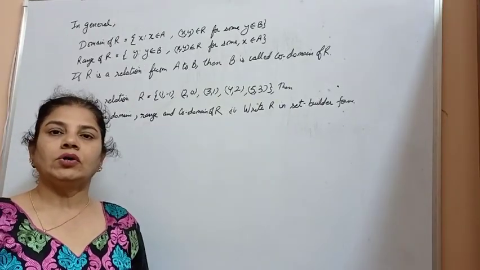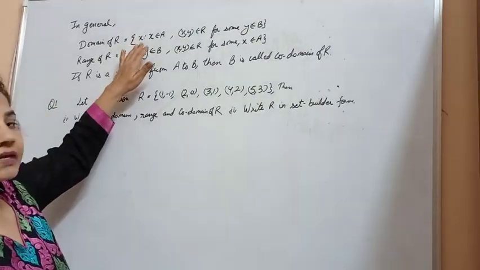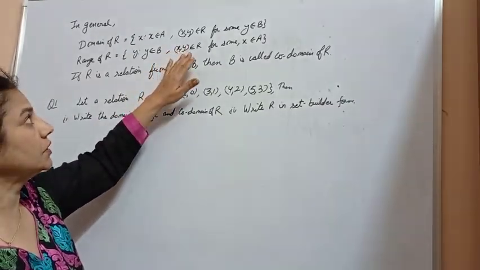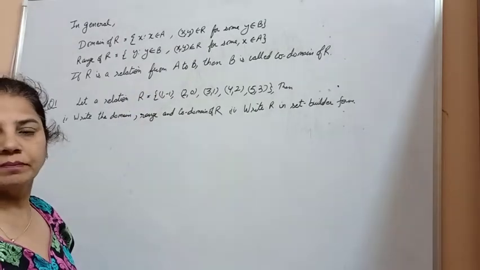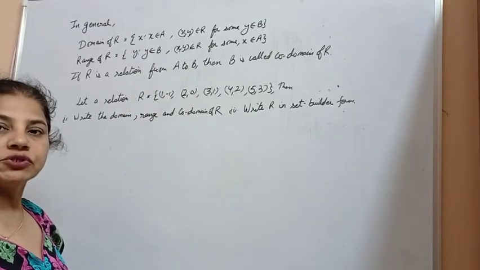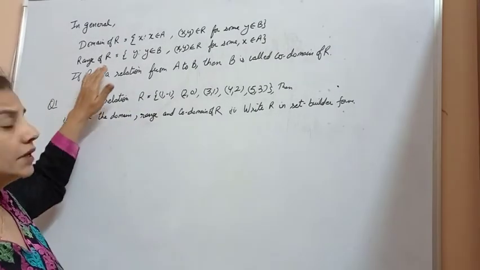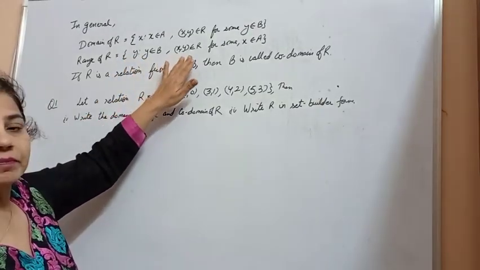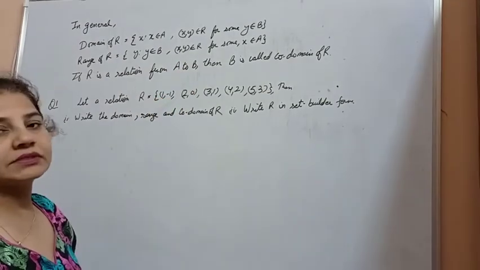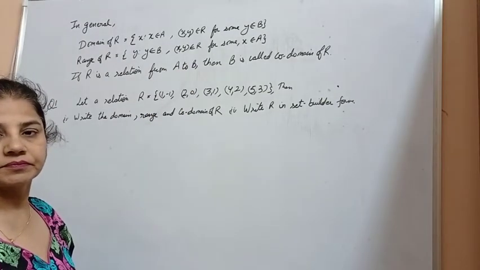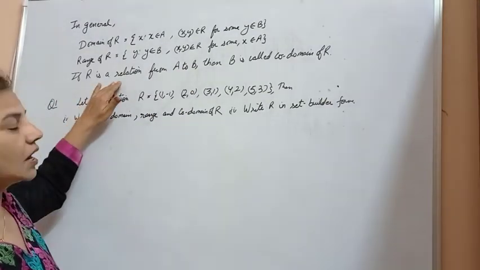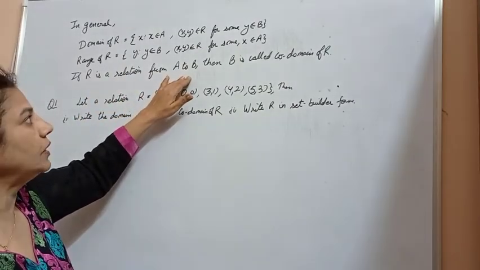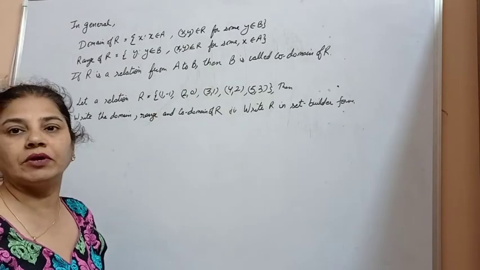In general, the domain of R is x such that x belongs to A, where (x, y) belongs to a relation from A to B for some y belongs to B. Whereas the range of the relation is y such that y belongs to B, where (x, y) belongs to the relation R for some x belongs to A. And if R is a relation from A to B, then B is called the codomain of R.